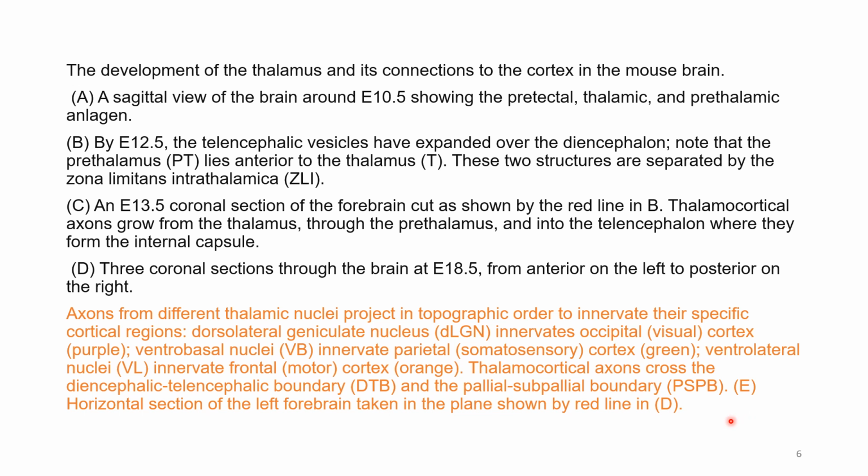Next, coming to the E diagram. This is the horizontal section of the left side of the forebrain taken in the plane which is shown by the red line in D. So in D, you have a red line drawn. Up to that level they have cut it and shown it separately and clearly in the E diagram.